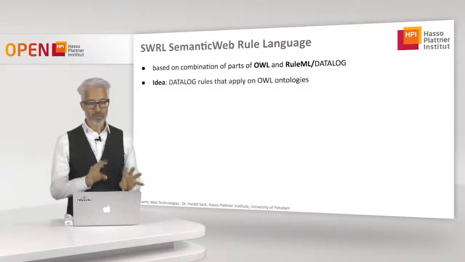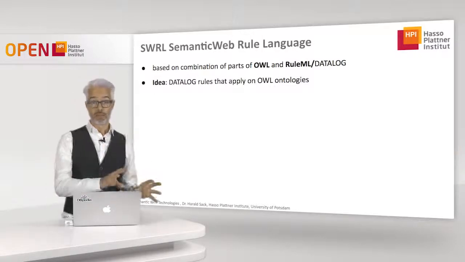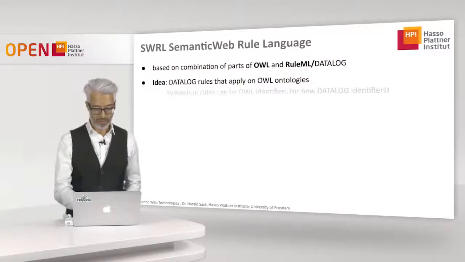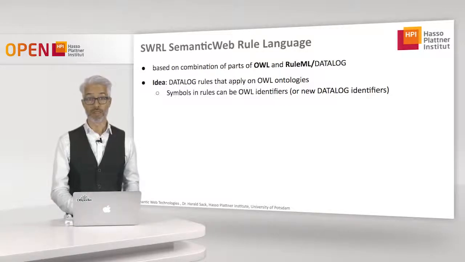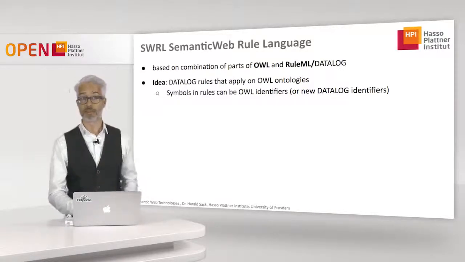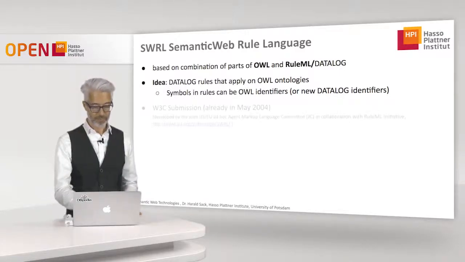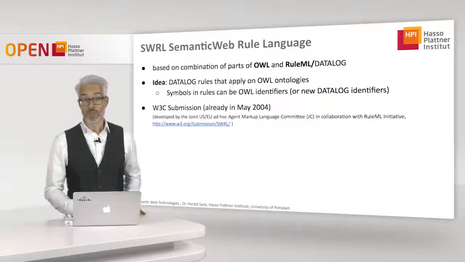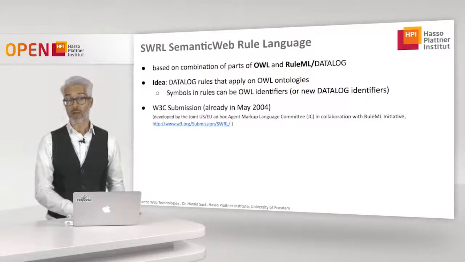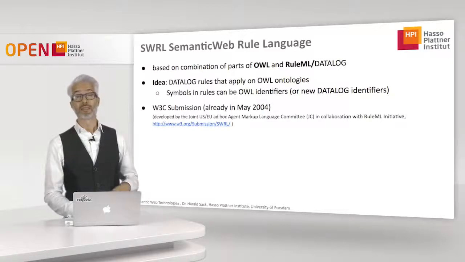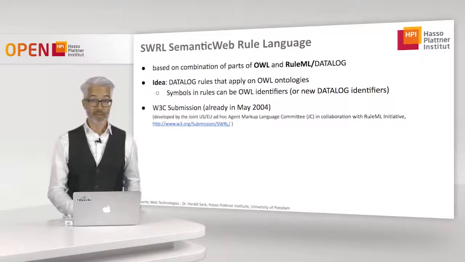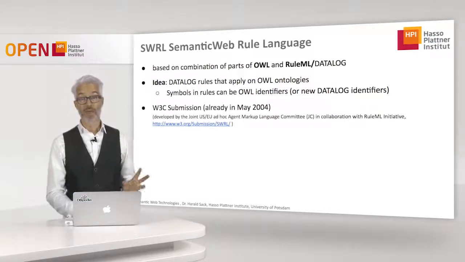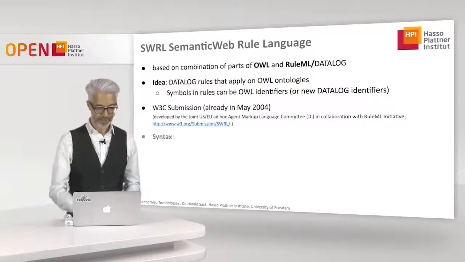Okay, so what we do is we apply Datalog rules on OWL ontologies. So simply symbols in rules can be here OWL identifiers or new Datalog identifiers. So this is the basic concept simply behind SWRL. There already has been a W3C submission more than 10 years ago in May 2004. So it's a rather old language which does not right now exist as a standard, but only as a submission. But nevertheless, you will see SWRL is part of many tools within the semantic web. So this is also the reason we are now talking about that.